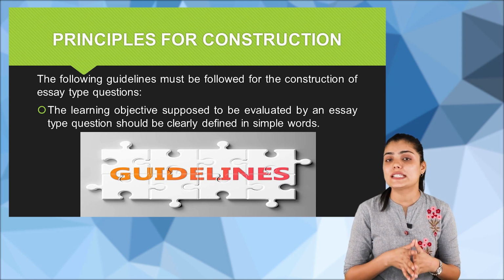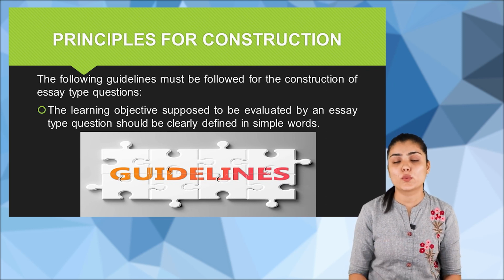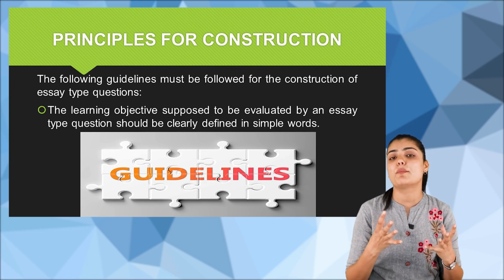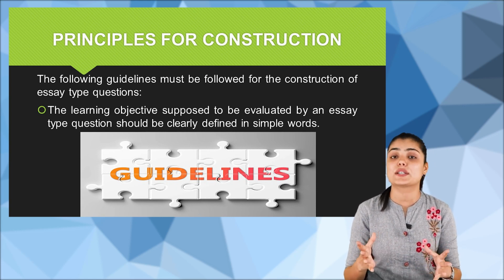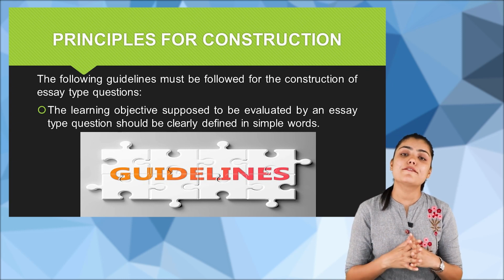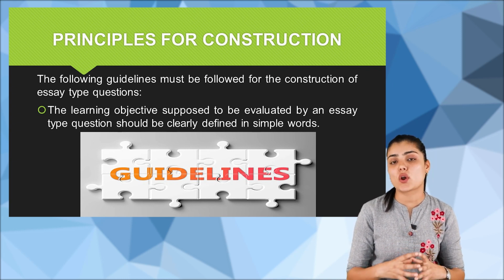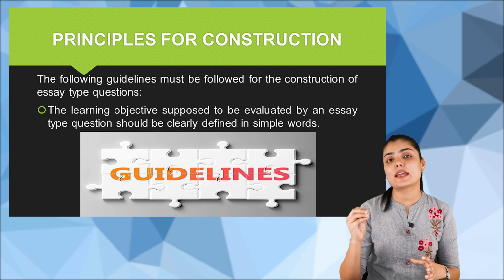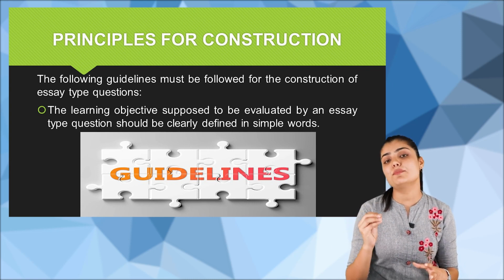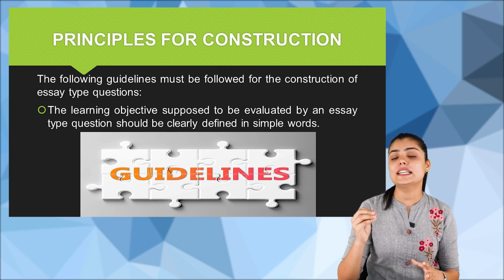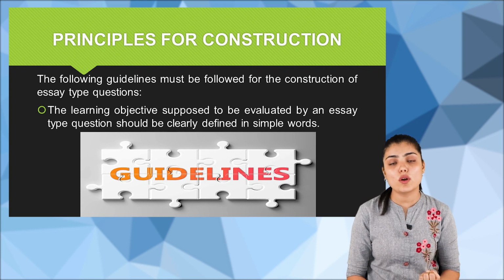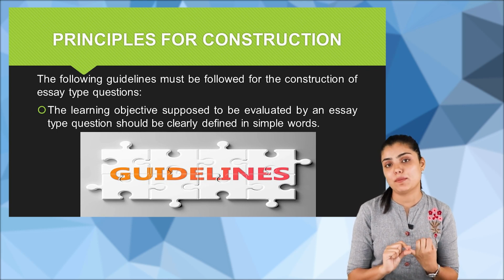So we have already seen how important it is to use simple words for the respondent to have a better understanding. We have discussed this in the criteria. So in the very first principle, we have to make sure that the learning objective, which is to be evaluated by an essay type question, should be clearly defined in simple words. That is the first principle that is to be followed while constructing an essay type question.